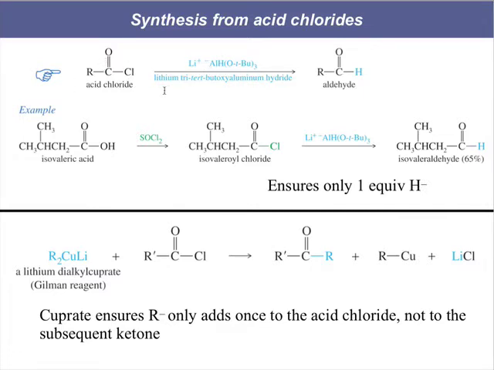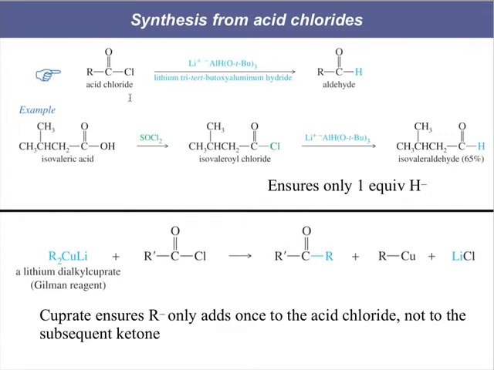So the H will add as a nucleophile to the carbonyl. The electrons will go up onto the O. They will then come back down off of the oxygen, come off the chloride, and you end up with the aldehyde. No further reduction occurs when you use this reagent.